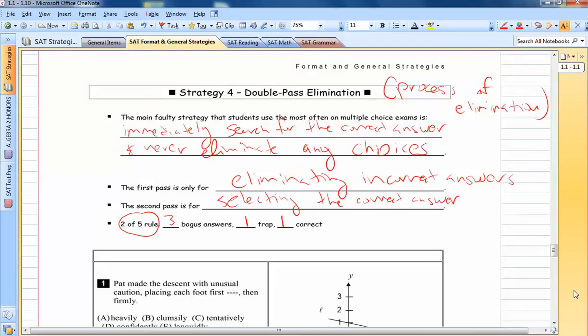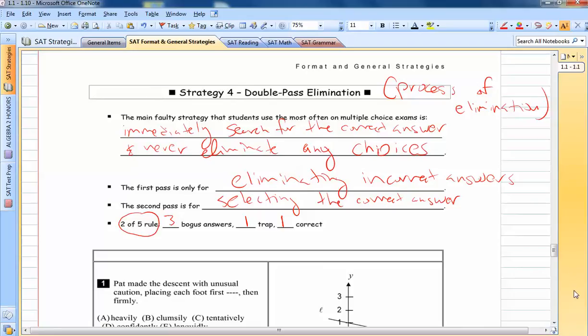So here we're talking about process of elimination. The double pass elimination technique is pretty simple. You do 2 passes. The first pass is for eliminating incorrect answers. The second pass is for selecting the correct answer. This is great to use for non-math questions, but can also be applied towards math questions. And there'll be a particular math strategy we'll talk about where you'll consistently use process of elimination. And there's a phrase that you'll see in these math questions where you'll know to use process of elimination.